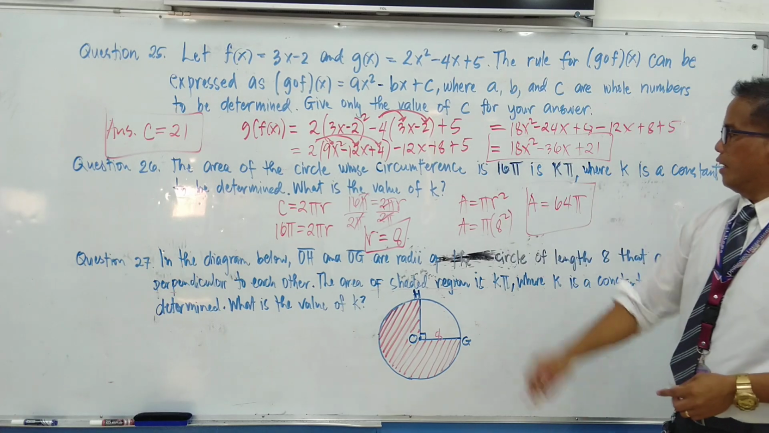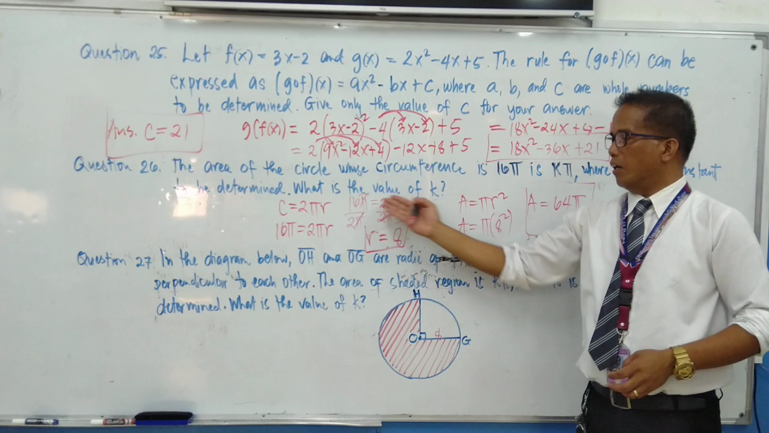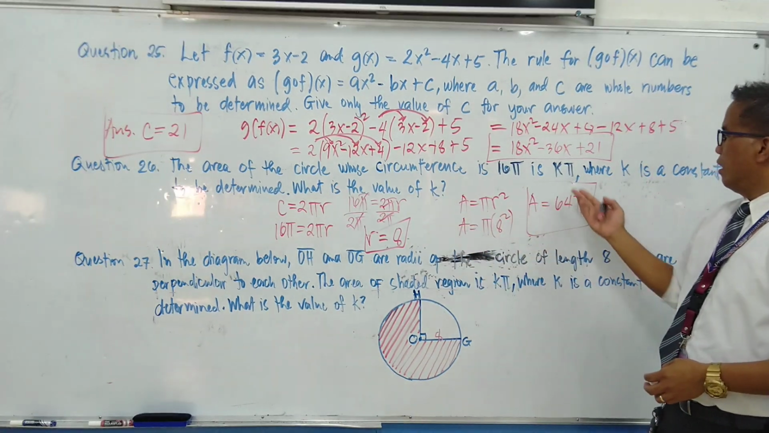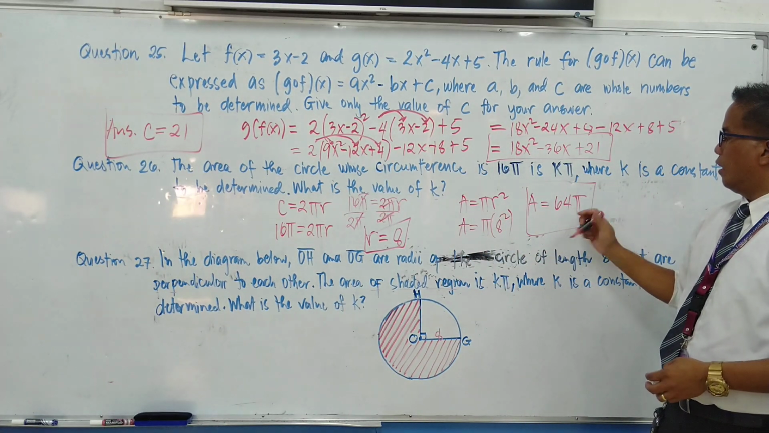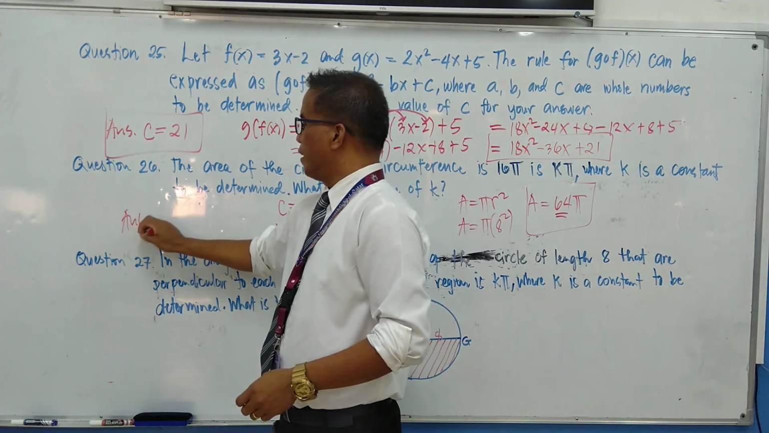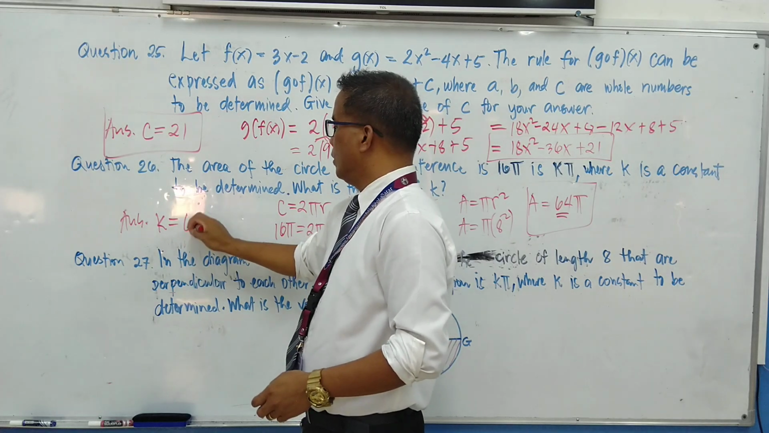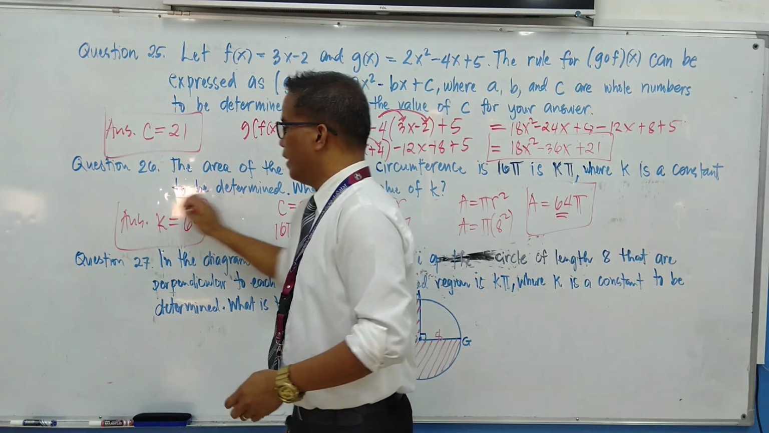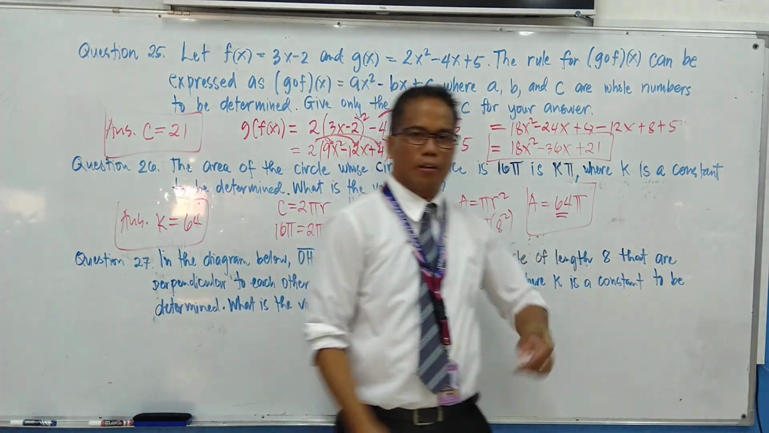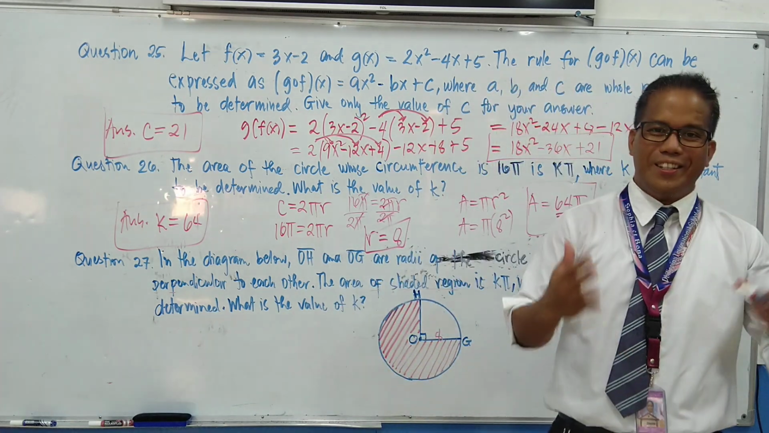So this is now the answer. But the question now is, what is the value of k? The value of k from k pi is 64. So the answer in number 26, k equals 64. Okay, so 64, correct. Now, let's proceed to the last question.